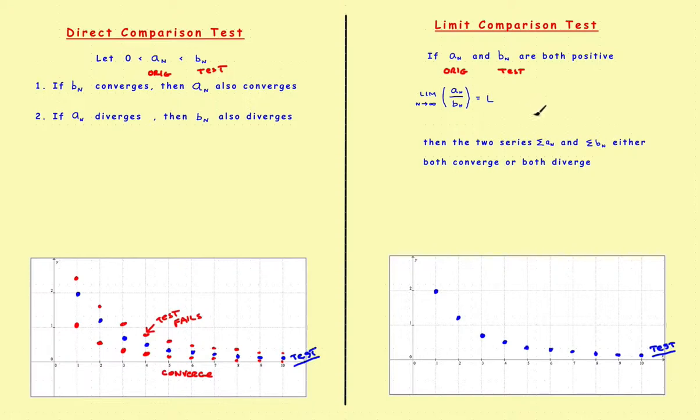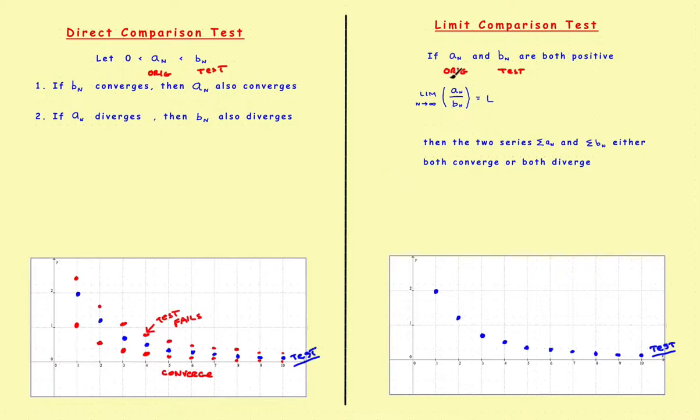Now the limit comparison test starts out the same. You've got a test series, but it follows a completely different approach. It says this: if you take the ratio of the two series, and that ratio is equal to a constant, then you can show that both of them either converge or diverge together. In this case, we already know that the test series converges. Now what does this mean? And actually you can write it like this.